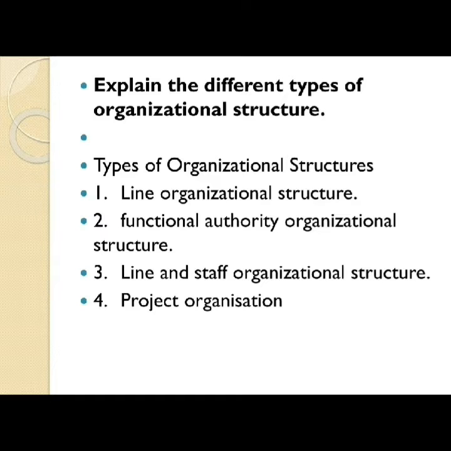Explain the different types of organization structures. Types of organization structures can be line organization, functional or authority, line and staff, and the project organization, as we all know. So these are the different kinds of organization structures we have. One by one, let us see.